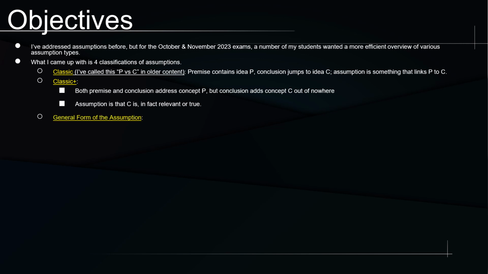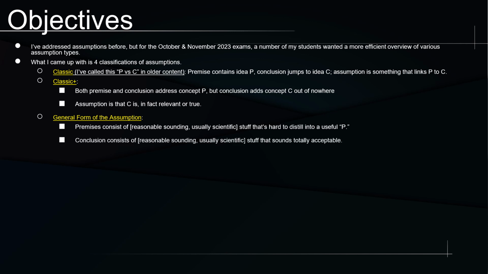And that brings us to the third category, which I consider to be the most important one of today's lesson, which is what I refer to as situations that call for you to look at the general form of the assumption. So the scenario, without getting into too much depth up front here, that you use this for is when premises consist of reasonable sounding, very often scientific stuff that's hard to distill into a useful P concept. Similarly, more problematically, the conclusion also consists of reasonable sounding, usually scientific stuff that really sounds totally acceptable, and that is a problem.